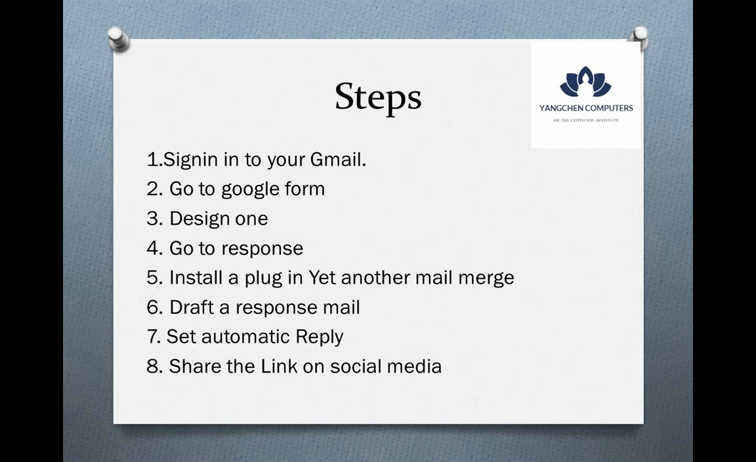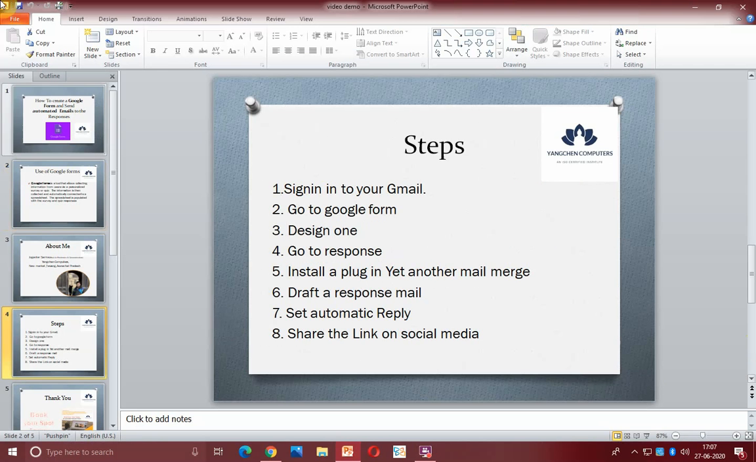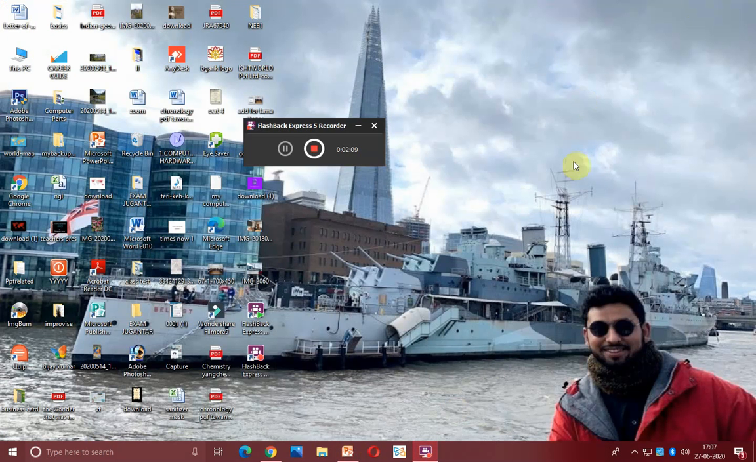So these are the steps. In the first steps, we are going to sign in to your Gmail account, and then we will design a form. Steps number 5, 6, and 7 deal with how we can send automatic email replies to your participants. So let's begin. First of all, I will take you to my desktop.